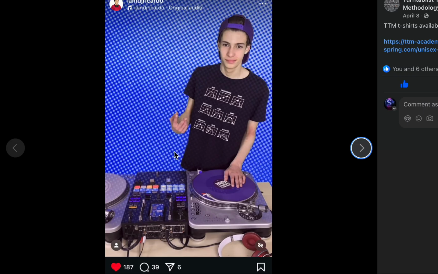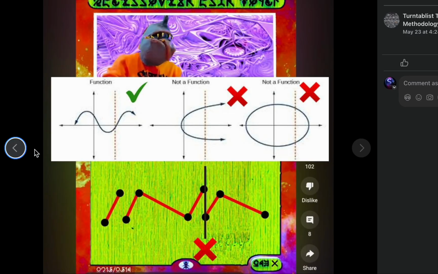All right. Whoops. Oh yeah, yeah. Shout out to these cats in Spain. They got the TTM T-shirts. Let's see. All right, here's another one.